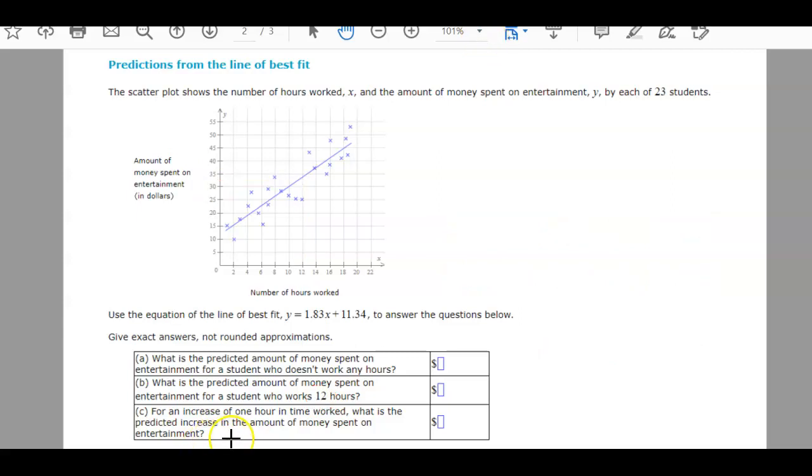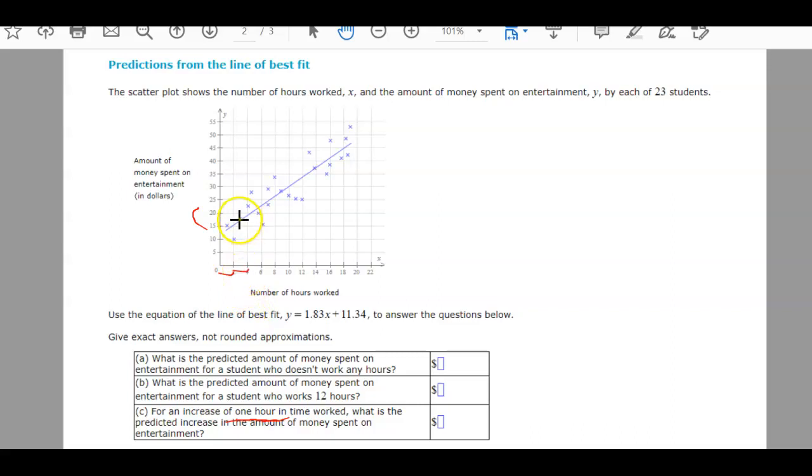So part C, for an increase of 1 hour in time worked, what is the predicted increase in the amount of money spent on entertainment? So that problem there, you guys, is a fancy way of them asking for the slope, right? Remember the rate of change, and we've got 1 unit here. So in 1 hour, they want to know how much this is rising for every 1 hour that we go over.